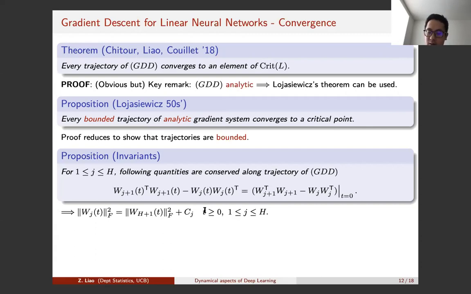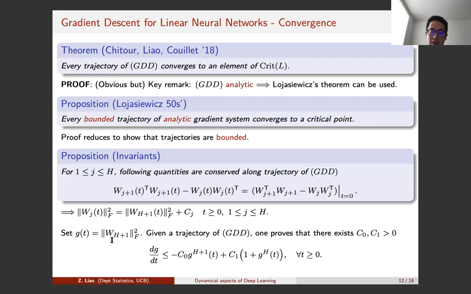So since we have this relation, it remains to show that this Frobenius norm is always bounded, because at initialization, this is a fixed quantity. Okay. And we set GT equal to this, and we can establish the following differential equation, which basically says that the Frobenius norm of the last layer is going to be bounded, even if t goes to infinity. And as a consequence, the Frobenius norms of all the weight matrices are also going to be bounded. So that's good. We show that all the trajectories of this gradient descent dynamic are going to be bounded, and with the Łojasiewicz theorem, we proved it's going to converge.